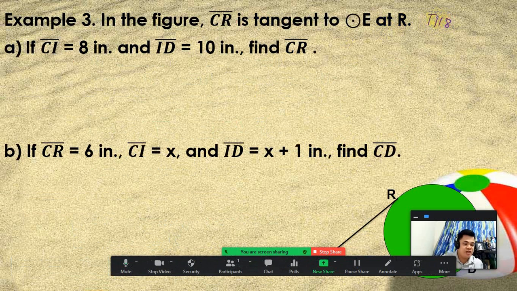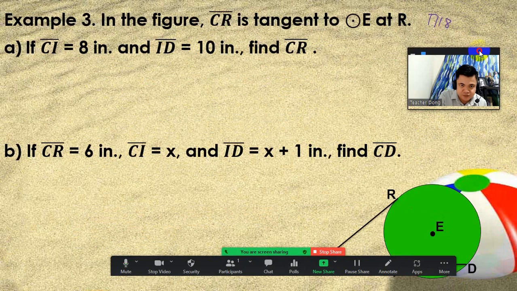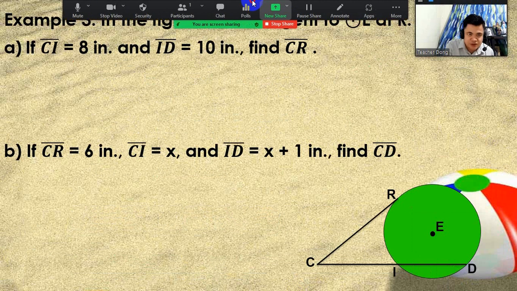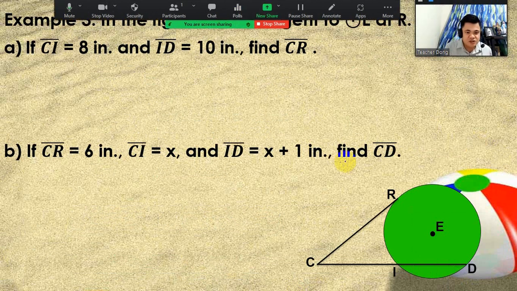Letter A: if segment CI is equal to 8 inches and segment ID is equal to 10 inches, find segment CR. So before we start, let's analyze first the given illustration, and then after that, we have to form our equation that we are going to use. So this is the illustration. To form our equation, the tangent is CR, obviously, so we will square CR. CR squared is equal to the portion, which is CI, times the whole, which is CD.